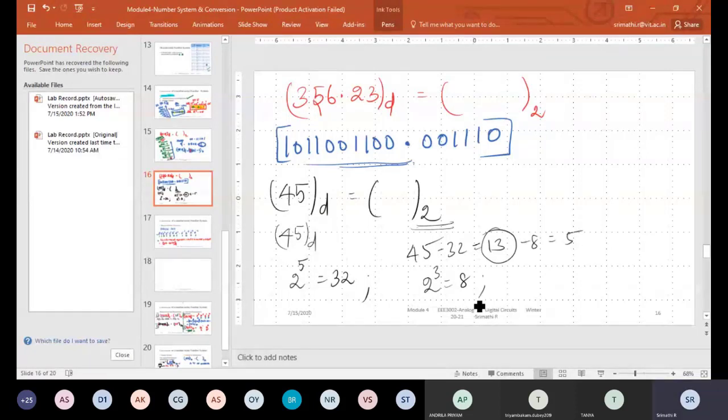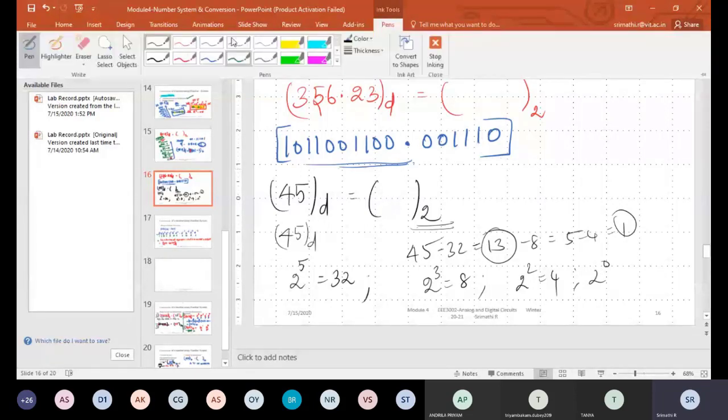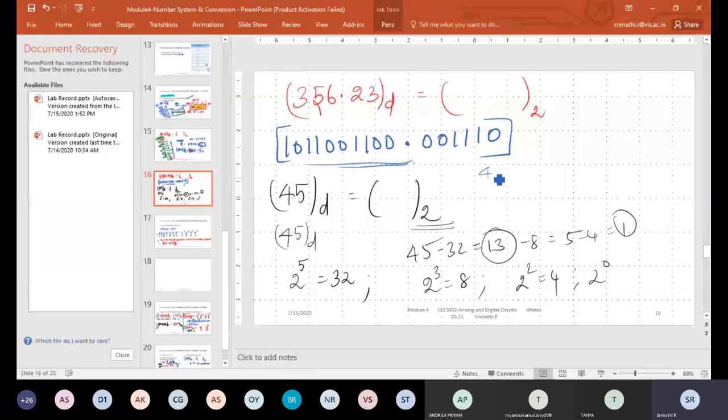So 2 power 2 is 4. So 5 minus 4 is 1. This 1 can be represented as 2 power 0. So now how can I write this 45? This 45 can be written as 2 power 5 plus 2 power 3 plus 2 power 2 plus 2 power 0. I can write like this.